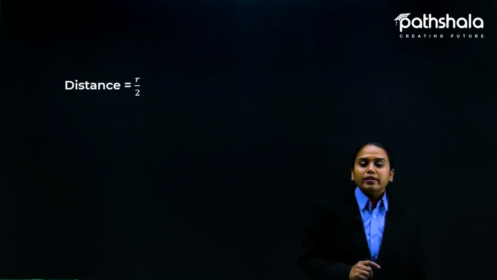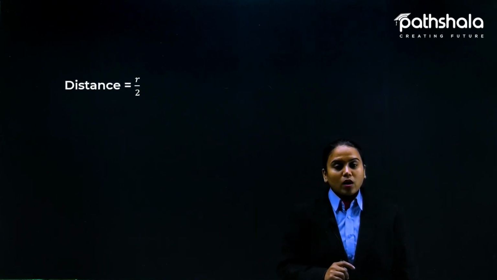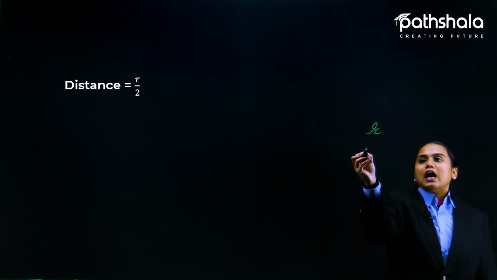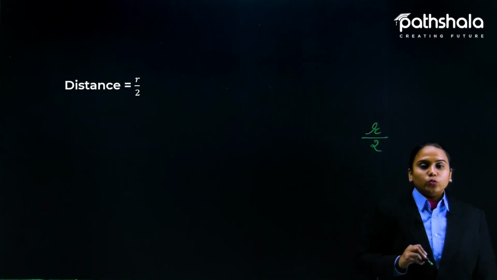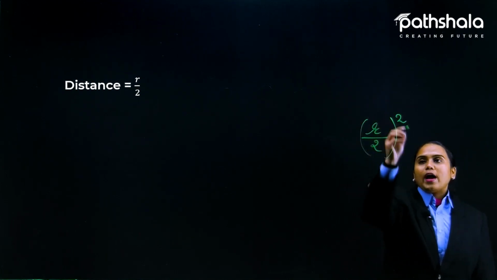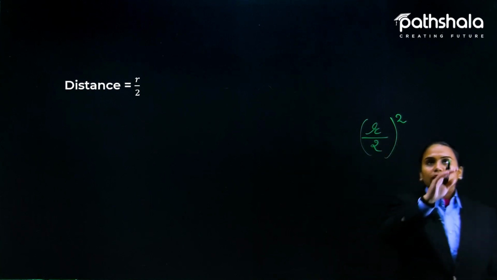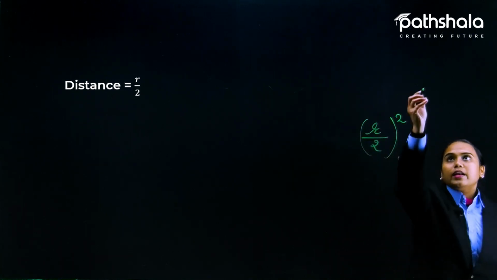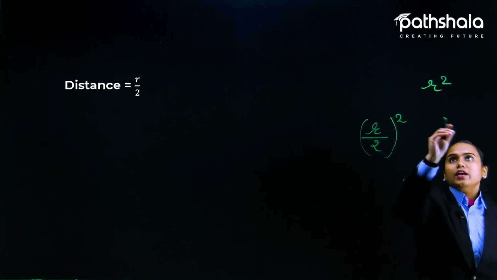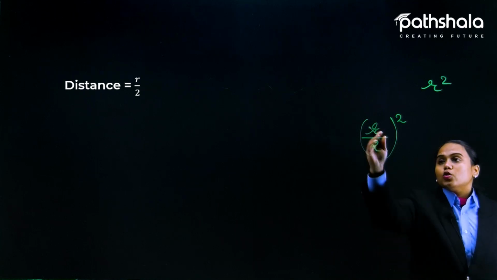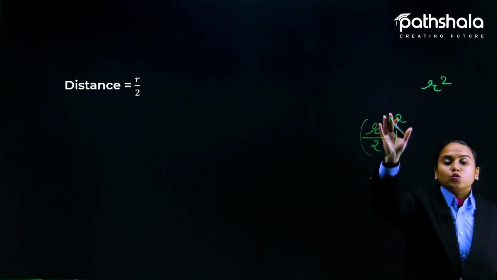Here the distance is reduced to half, so we can put the value of r as r by 2. So (r by 2) whole squared. Why? Because we have to take the square. Like r square was the earlier thing, but now because we have taken this as the half part, r by 2 will get squared.